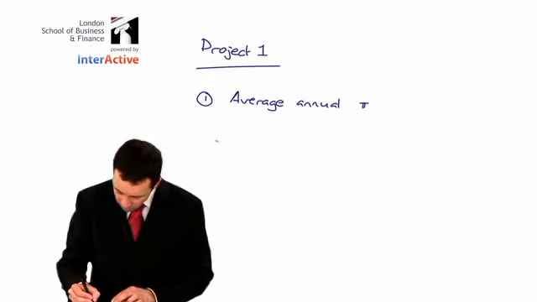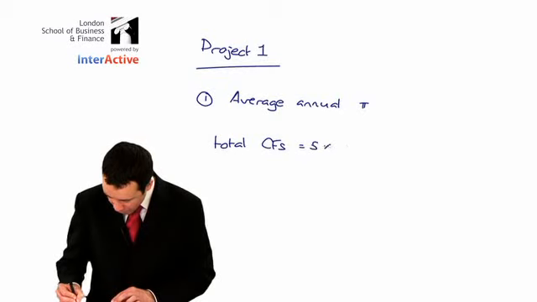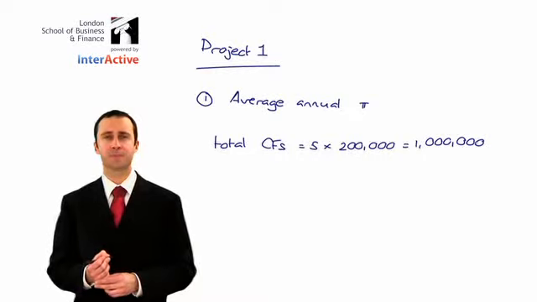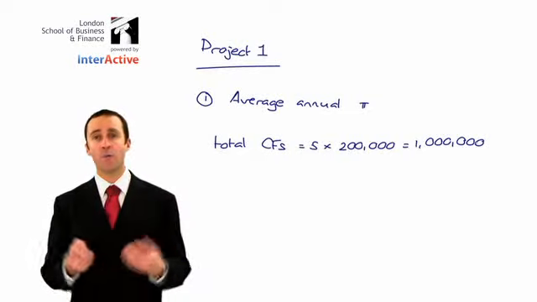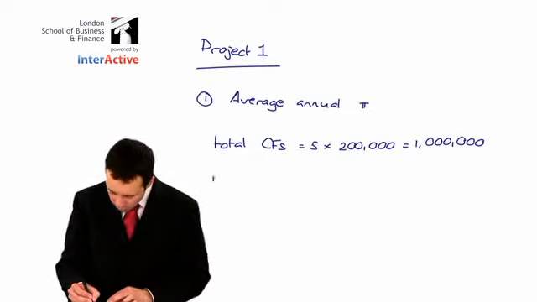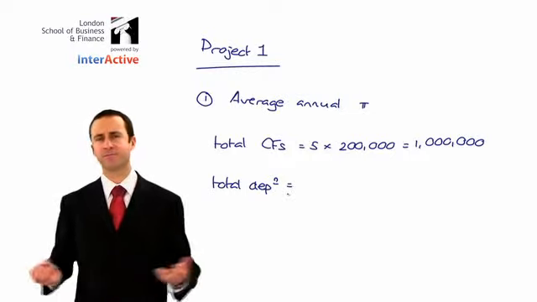So to be able to do that, first of all, we're going to calculate our total cash flows. We have 5 years that generates us £200,000 per annum, generating us £1 million. From those cash flows, we need to convert that into a profit figure, which will mean deducting some depreciation. So we're going to deduct from our total cash flows our total depreciation.